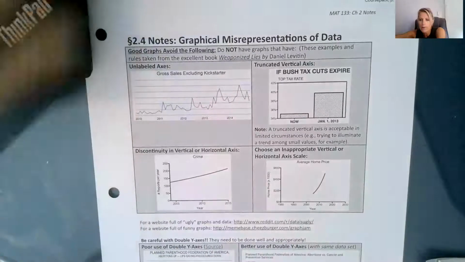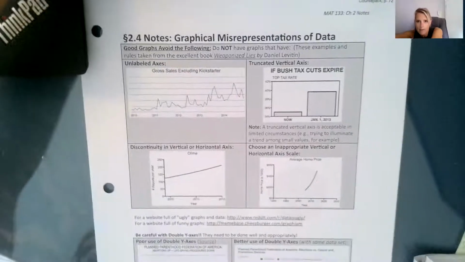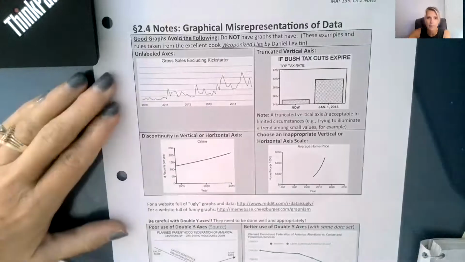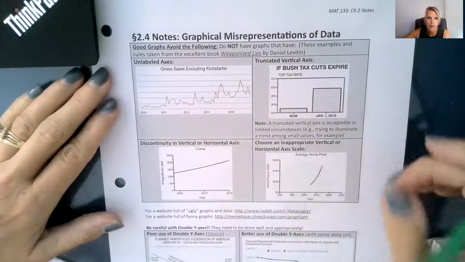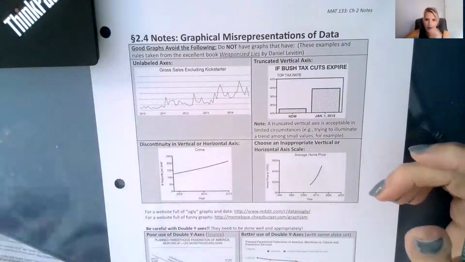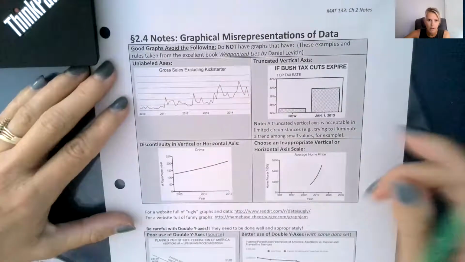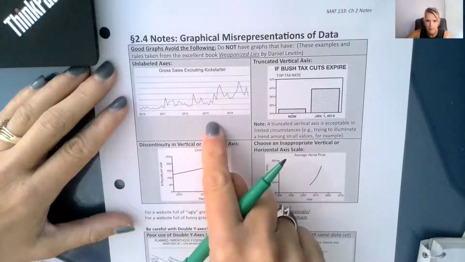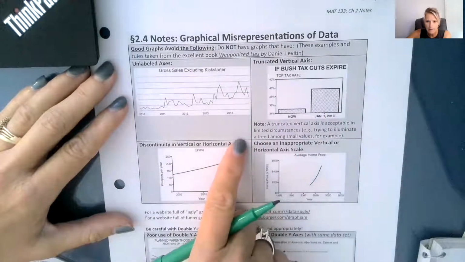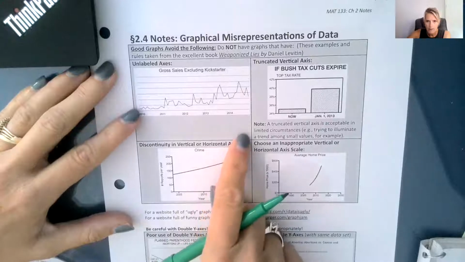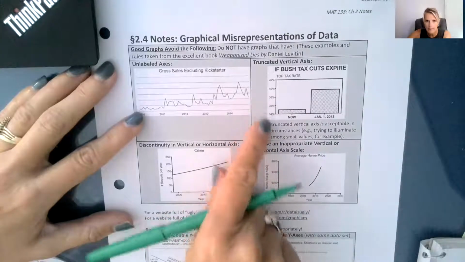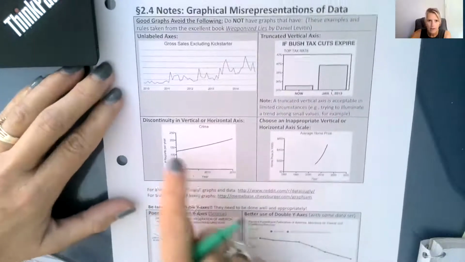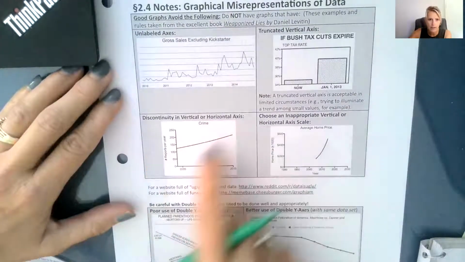2.4 is all about graphical misrepresentations of data. And there are plenty of good things to look at here. So good graphs avoid the following. They do not have graphs that have these examples here. Unlabeled axes, no labels here. Truncated vertical axis. So this vertical axis does not start at 0. That's really bad. Discontinuity in vertical or horizontal axis.